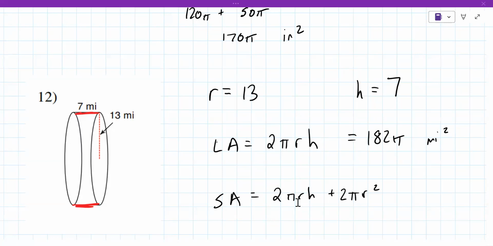Good. So then I'll just do r squared, which is 13 squared, gives me 169. But times that by 2, which gives me 338 pi plus 182, which gives me 520 pi inches squared. Very good. Really good.